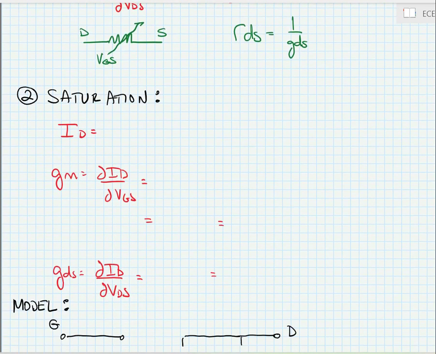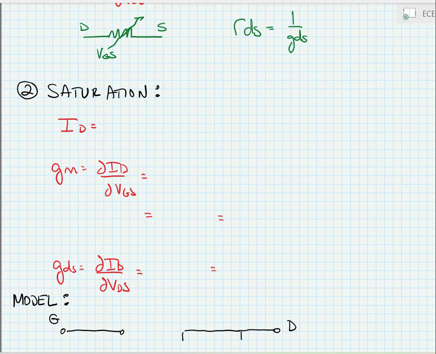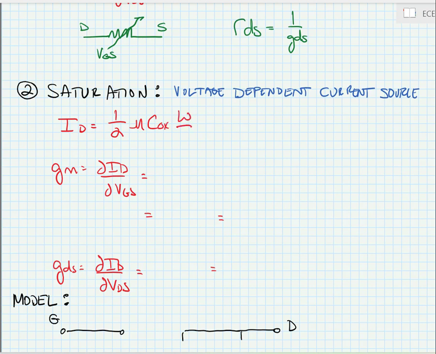In saturation, we know that the transistor behaves like a voltage-dependent current source. We note that the drain current in saturation is given by 1/2 mu C aux W over L times (VGS minus VTH) squared times (1 plus lambda times VDS). And we note again that the quantity VGS minus VTH is usually labeled as the overdrive voltage, VOV.